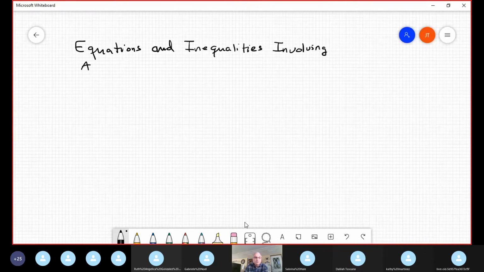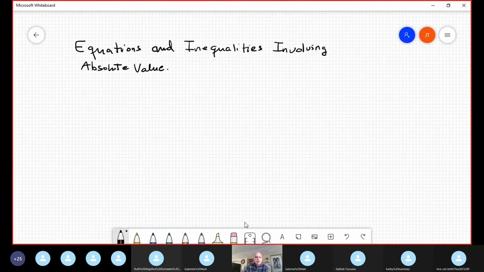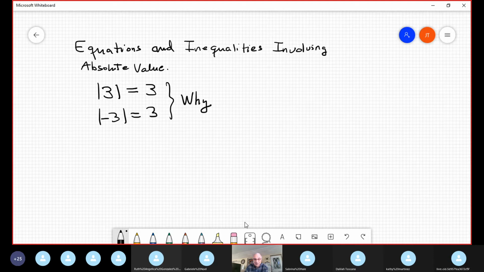Absolute value. Let me recall quickly absolute value. Suppose absolute value of 3. That's 3, no? The absolute value of negative 3 is also 3. Why is it always positive?